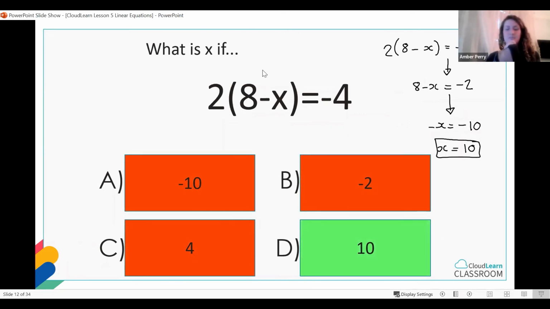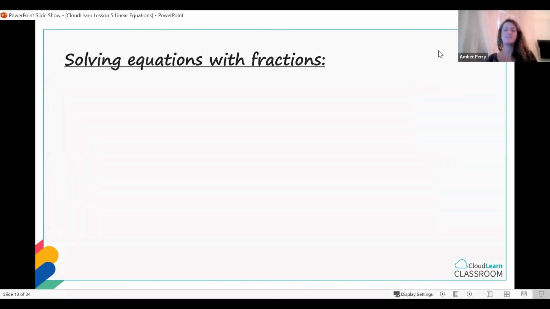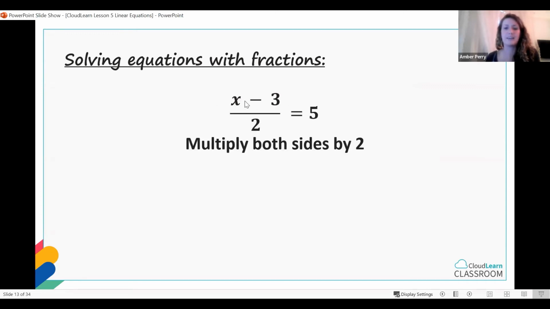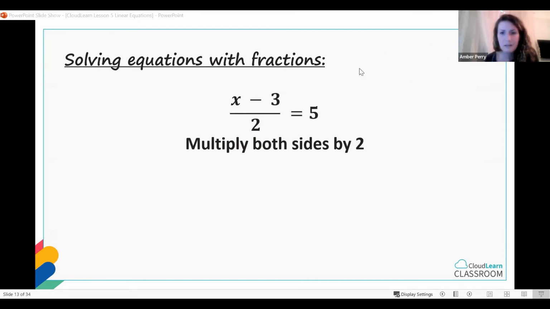Okay, so let's move on to looking at some other things. Now, the method that we've been doing is really, really useful to apply to solving equations with fractions, because we're going to use the same thing for something like this. Whereas before, we just had a bracket and we had multiplied by 2 or multiplied by something. Now we have the whole expression divided by something.